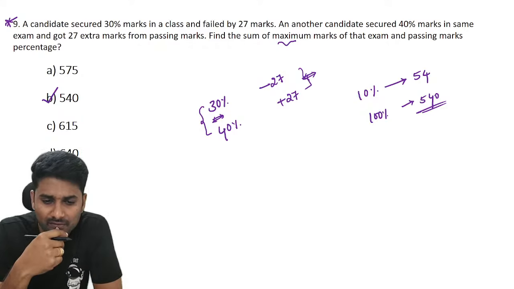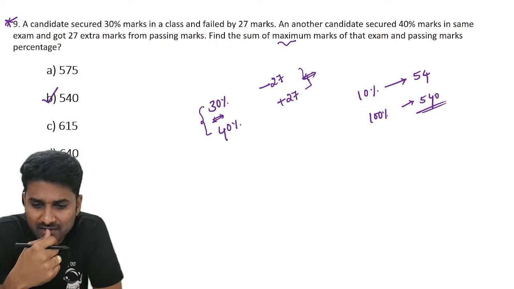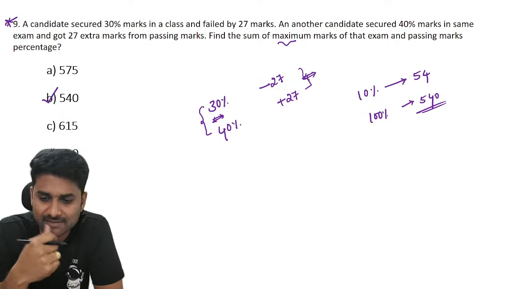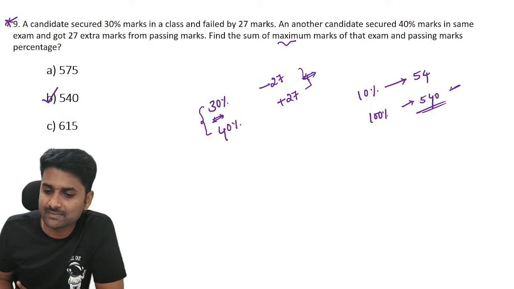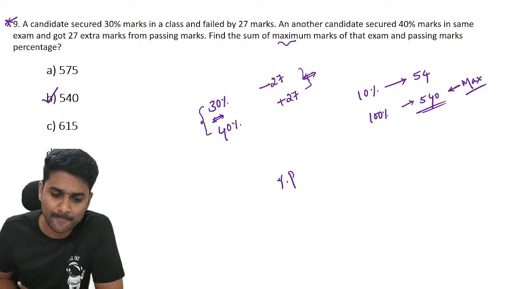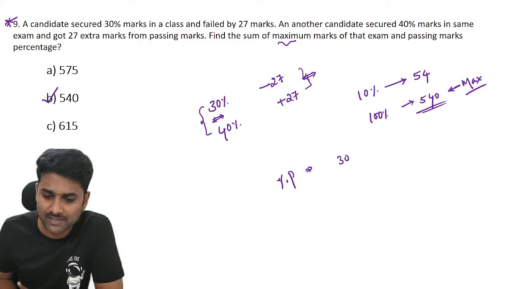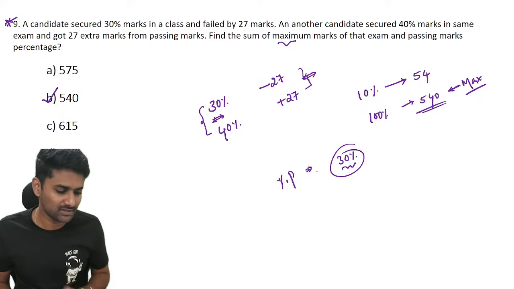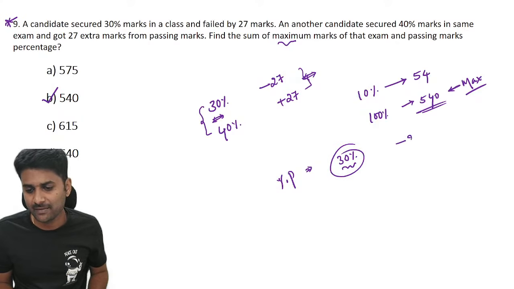For example, find the sum of maximum marks of that exam and passing percentage. Guys, we know the maximum mark. If you want the pass percentage, you already know that the person already got 30 percentage, but he failed by 27.